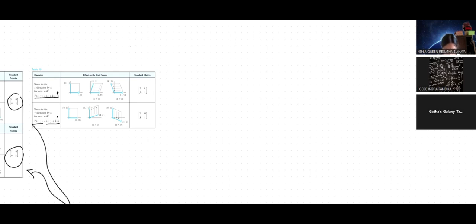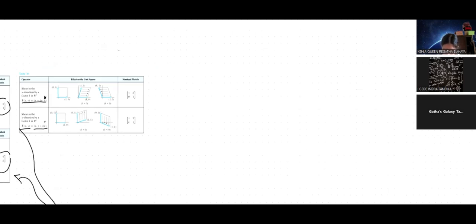In the table here, we can see that the x-axis is horizontal, meanwhile the y-axis direction is vertical. It shows the figures before transformation and after transformation, and we have the standard matrix over here.